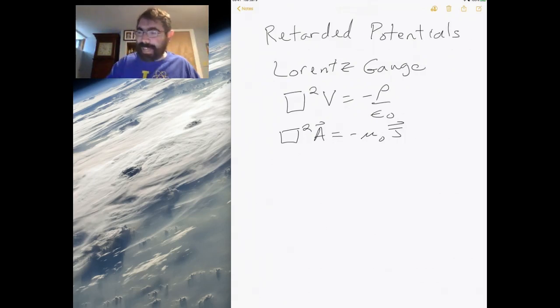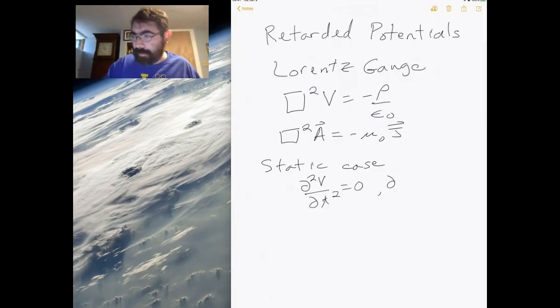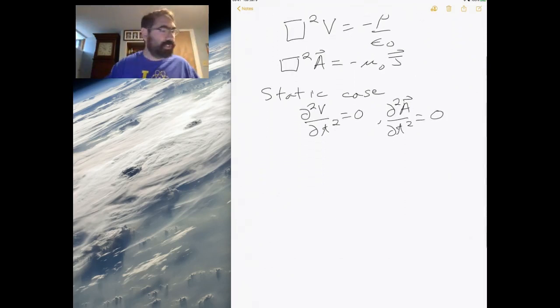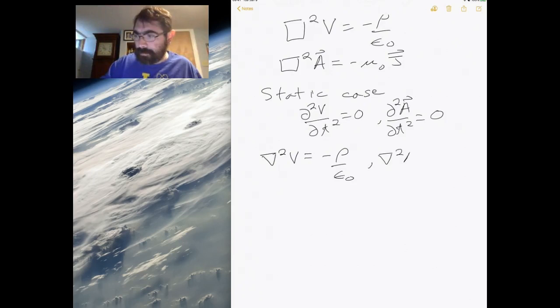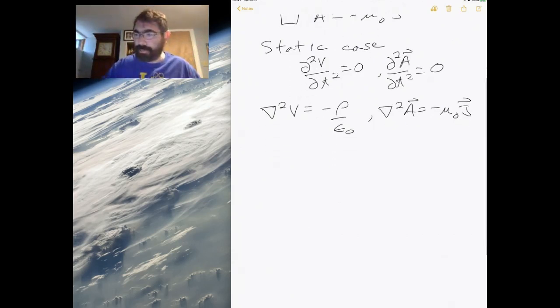And if we were to consider the static case, where basically all of these are zero, then you would get something like this. You would get the Laplacian for each equation, like so. Okay, and then the solution to that is, in this case, for the first one, for the electric potential, the well-known Coulomb's law.